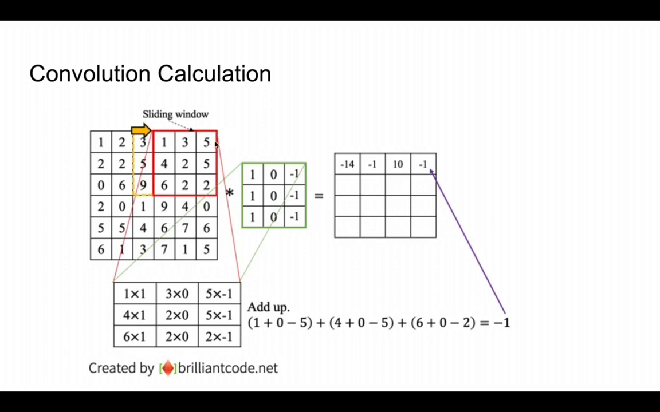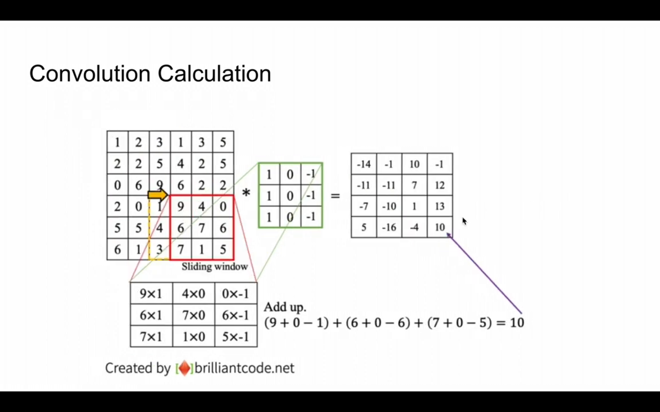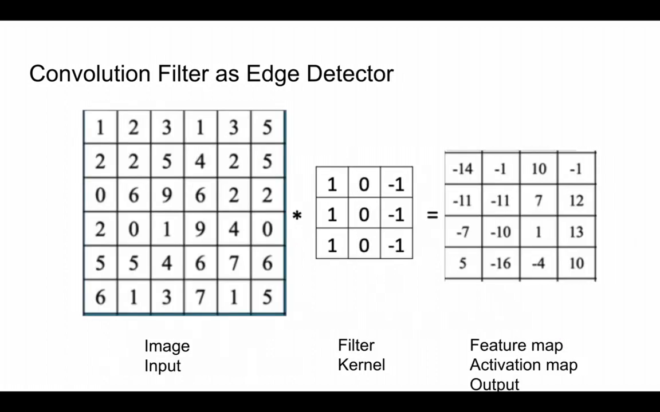In that case, we'll jump into the second row. And this second row will fill in the second row of the feature map. We can continue to go through this process. And eventually, we have 16 elements. This will give us a 4x4 output feature map. Therefore, we start from a 6x6 input image, apply a 3x3 filter, and we get a 4x4 output feature map.